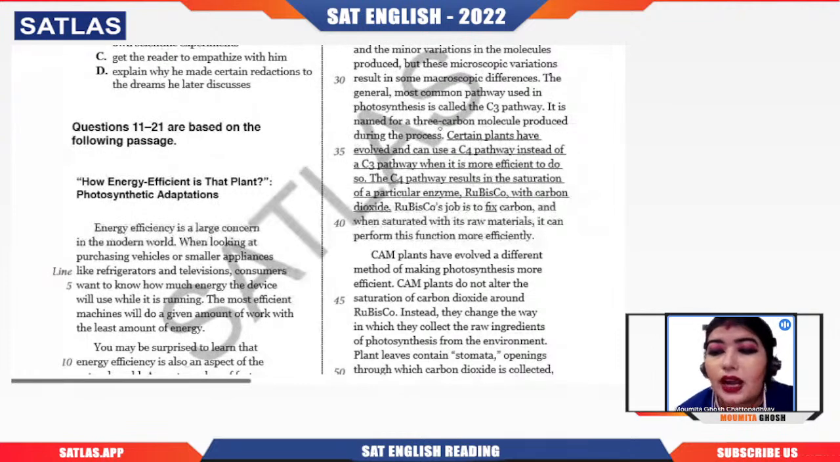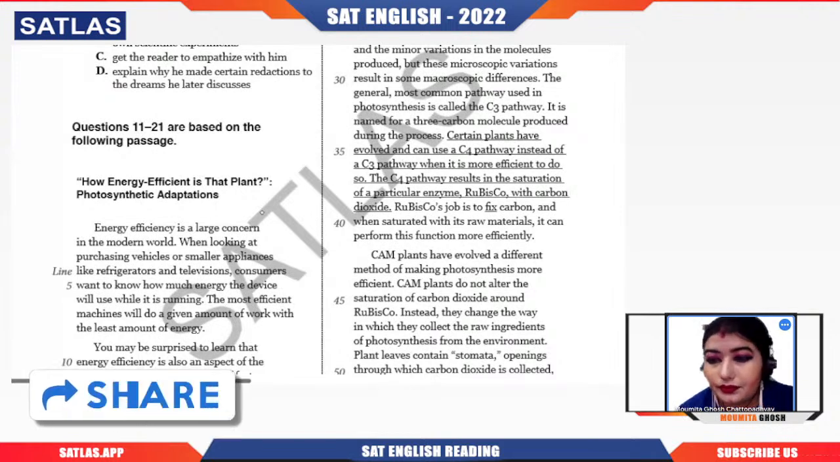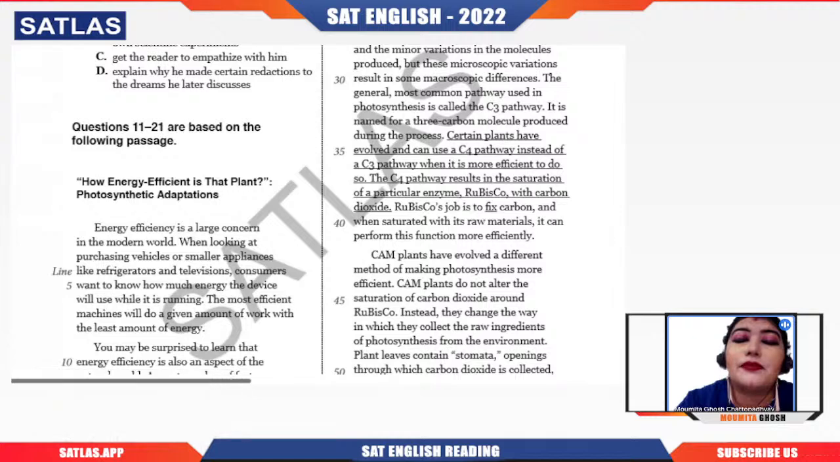Certain plants have evolved and can use a C4 pathway instead of a C3 pathway when it is more efficient to do so. The C4 pathway results in the saturation of a particular enzyme, Rubisco, with carbon dioxide. So in certain plants, photosynthesis takes place only through the C4 pathway, but not the C3 pathway. It depends on the category of the plants.